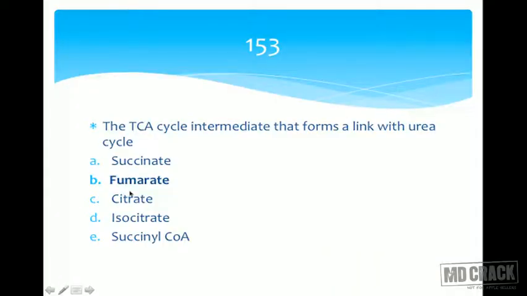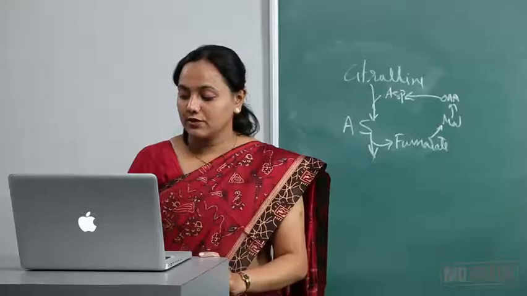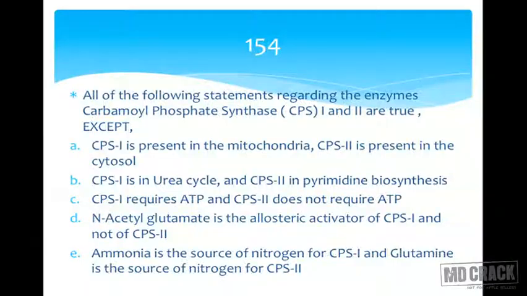Citrate actually forms a link between fatty acid synthesis and the TCA cycle. Isocitrate does not. Succinyl-CoA is also not the link. It forms a link with different amino acid metabolism, but not with the urea cycle. Let's go with the next question. A big question. Please take your time.